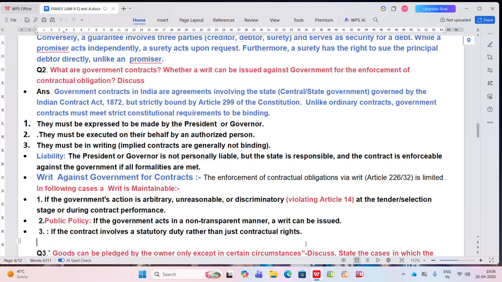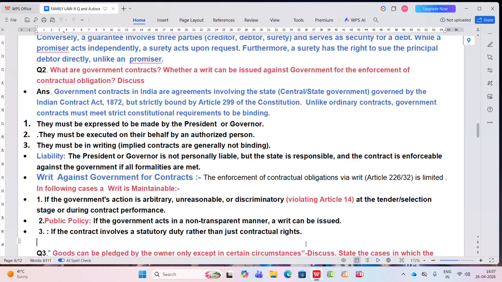If the government's action is arbitrary, unreasonable or discriminatory, violating Article 14 of the Constitution at the tender selection stage or during contract performance, then a writ can be issued.